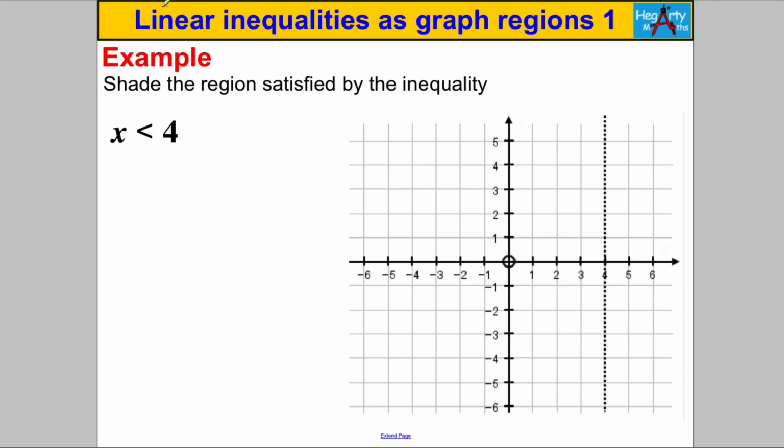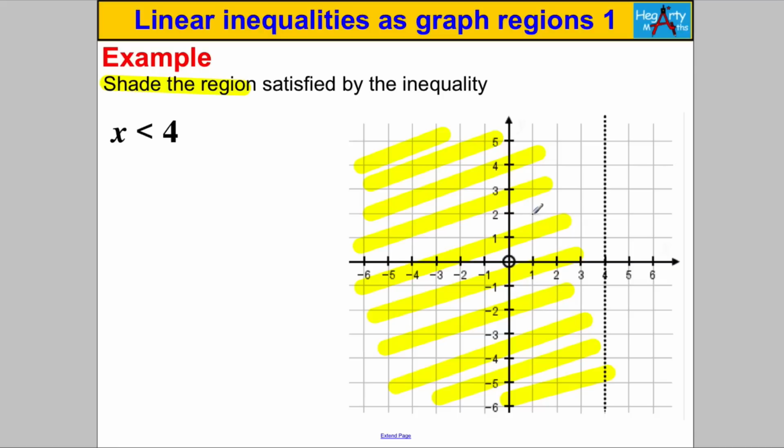Now the question asks us to shade the region satisfied by the inequality. So all the x's that are less than 4 are to the left of this line. So it's all of this region here that we should shade, and we can test any point in particular. Let's just test that point there. At that point we have x is 1 and y is 2. x being 1 is certainly less than 4. So therefore this is the region we're interested in. So we're going to shade it like that.